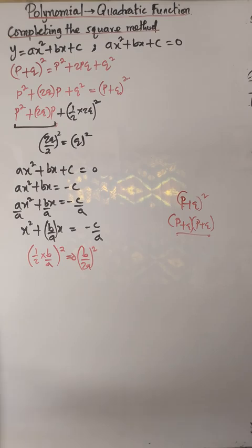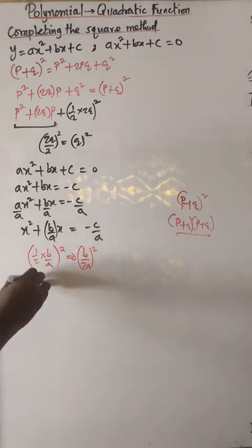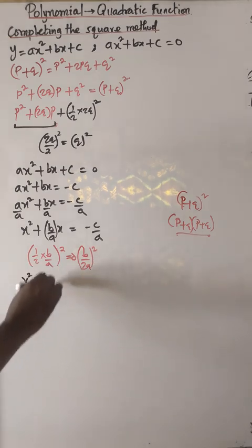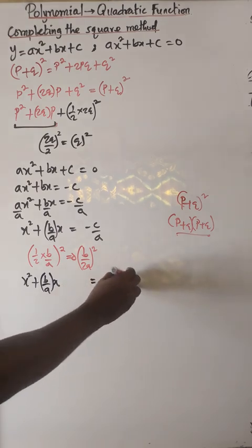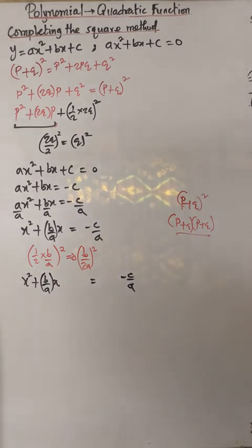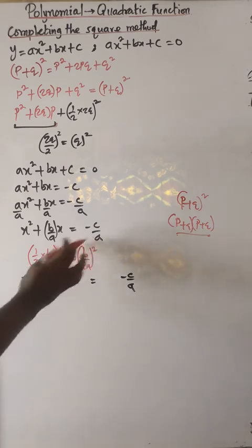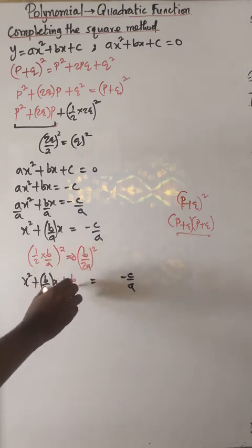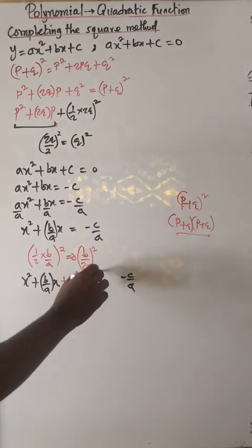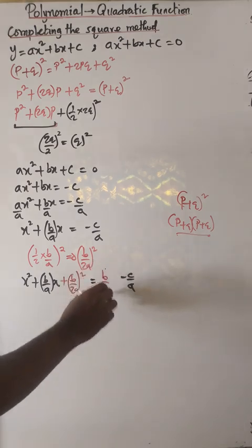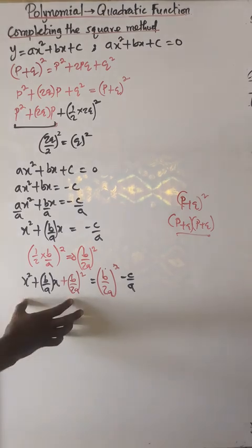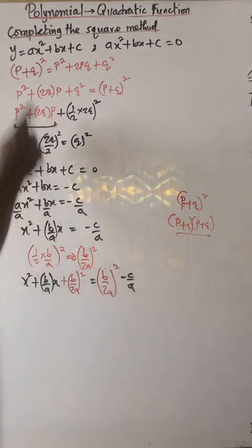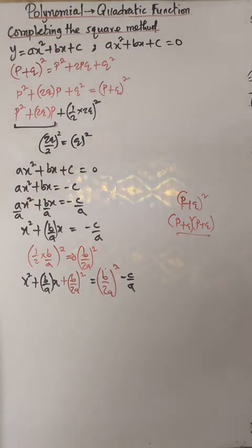So originally we have x squared plus b over a x equals minus c over a. Right now we want to add to both sides. What are we adding? We are adding b over 2a all squared. Anything you add here, you have to add it here also, b over 2a all squared. So this is now a complete square. We've completed the square. That is why it's called the completing the square method.